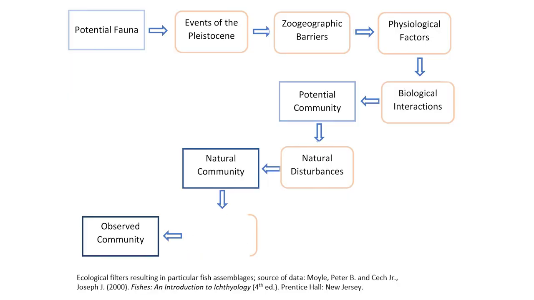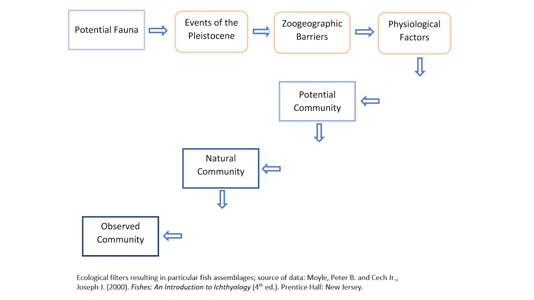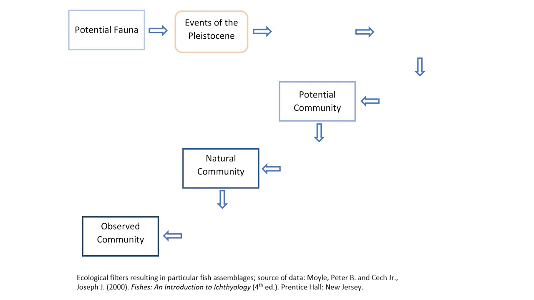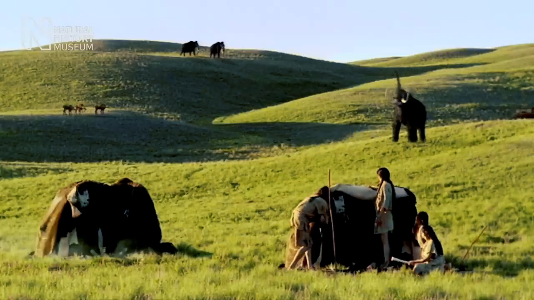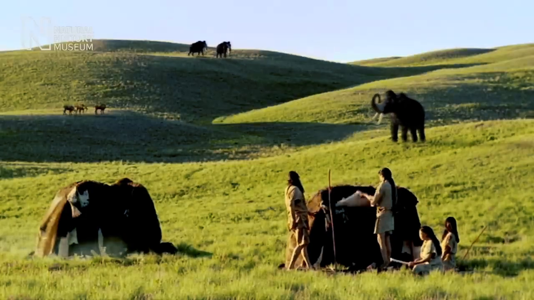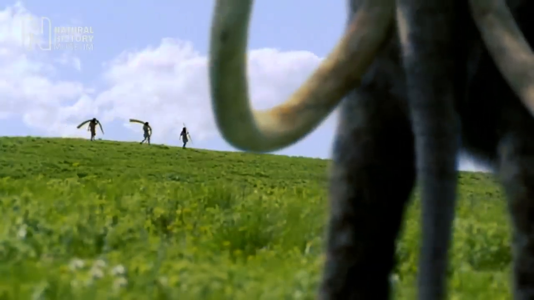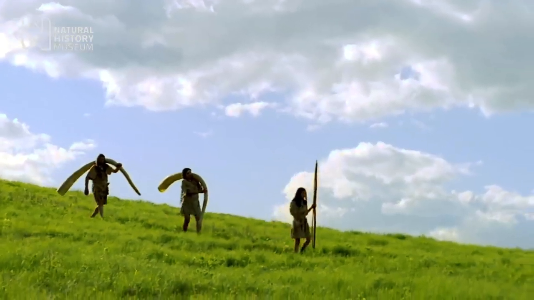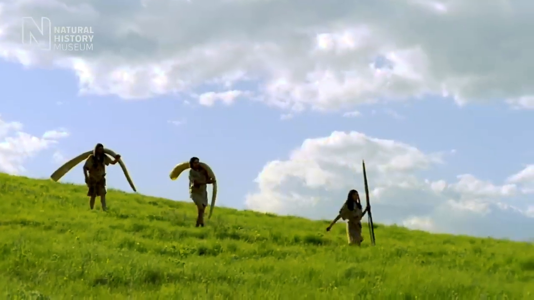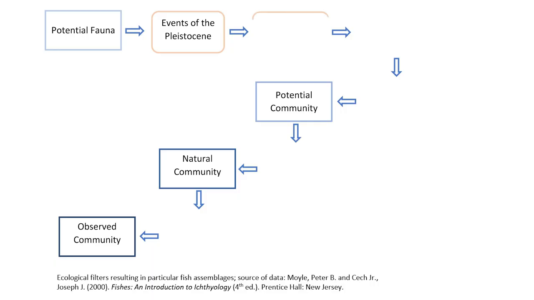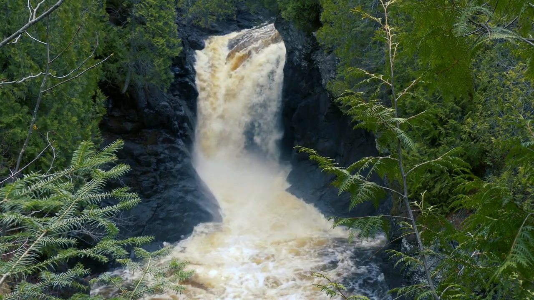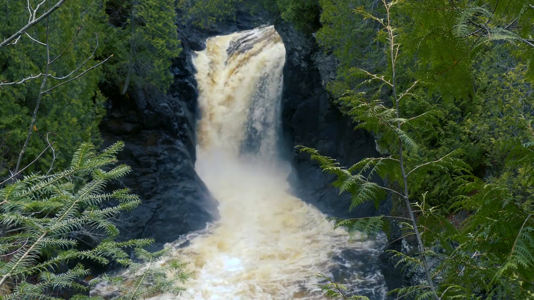Every collection of fauna has passed through a series of ecological filters, producing presently observed assemblages. The first of these filters are the events of the Pleistocene. Despite never being covered, this region took drainage from the advancing and retreating ice sheets. Zoogeographic barriers, such as waterfalls, further separate populations.